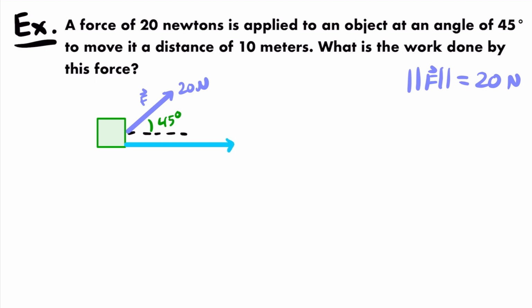Our object is going to move straight forward a distance of 10 meters. And so the magnitude of our distance vector is 10 meters. All right, that is vector D, the distance vector.